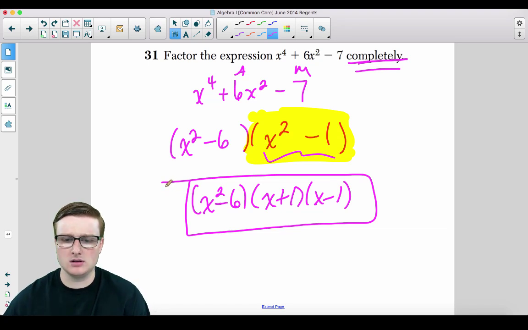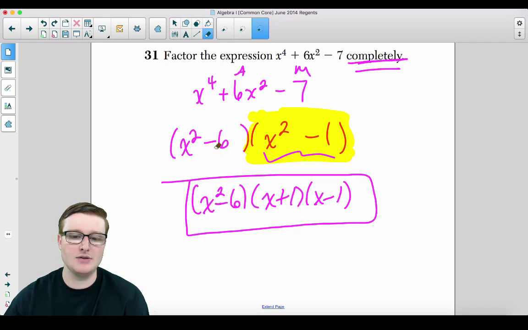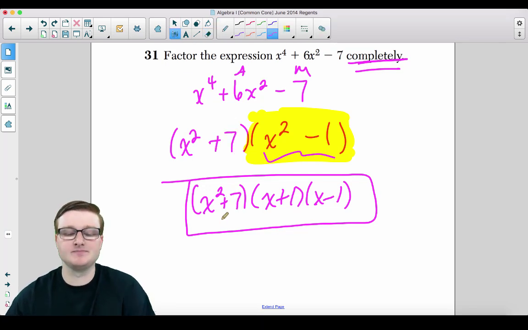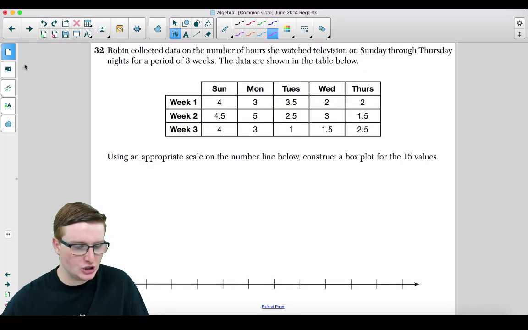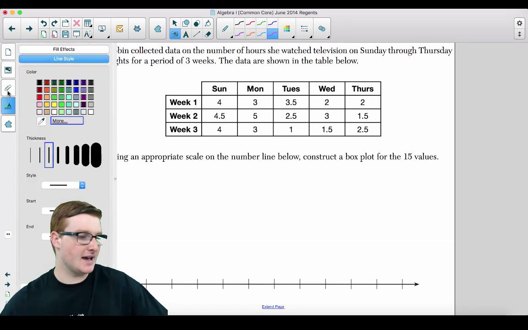Oh, I'm sorry. This negative 6 shouldn't be here. My apologies. That should not be negative 6. I sincerely apologize. That should be positive 7, because 7 times negative 1 gives you negative 7, and 7 plus negative 1 gives you 6. Sorry about that. All right, moving on to question 32, the very last part 2 of this exam.